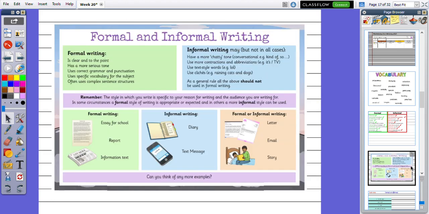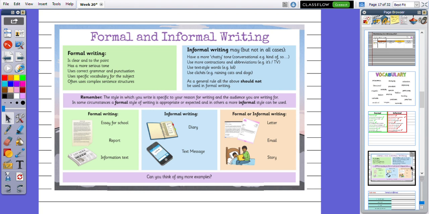So formal and informal in writing. Formal writing is clear and to the point. It has a more serious tone. It has specific vocabulary for the subjects, and it uses more complex sentence structures. Informal writing may, but not in all cases, have a more chatty tone, so a bit like a conversation, like you're talking to your friend.